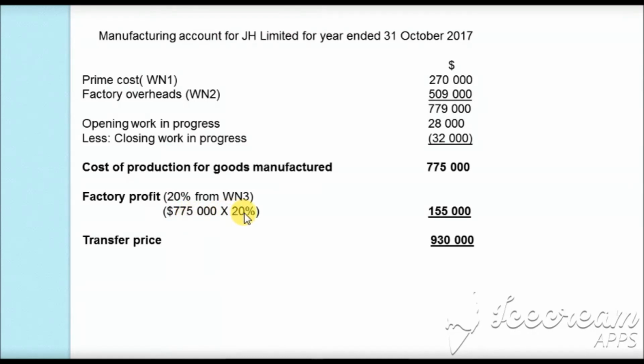With this we multiply 20%, we get the value as $155,000 as factory profit. Then we'll add the factory profit and the cost of production. We'll get the value as $930,000, which will be the transfer price of the finished goods to the income statement. With this we have made the manufacturing account.